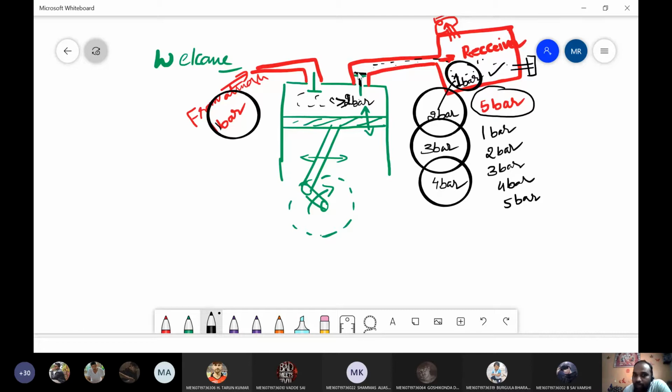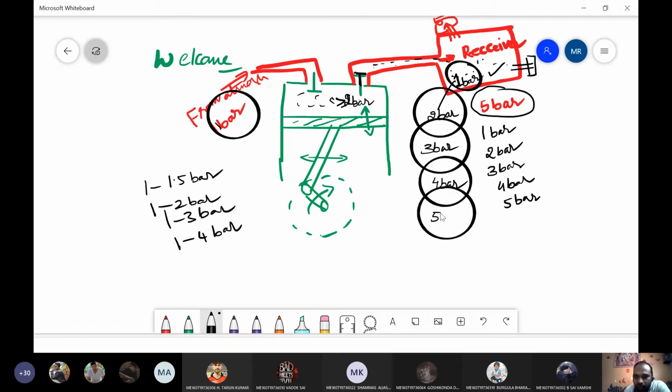In order to open the delivery valve, the pressure should be greater than the receiver pressure. So if you see, intake is 1 bar and we are increasing 1 to 1.5 bar, 1 to 2 bar, 1 to 3 bar, 1 to 4 bar. Now let us say in order to get 5 bar, the pressure will be 1 to 5 bar, and then 1 to 6 bar.